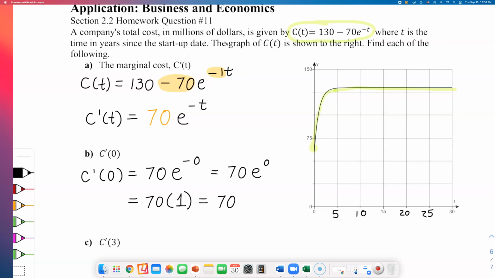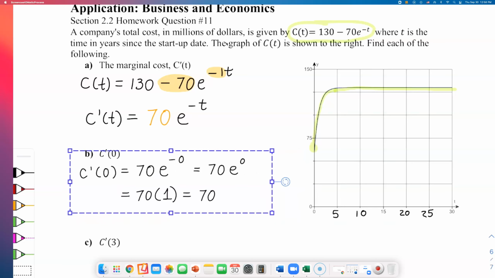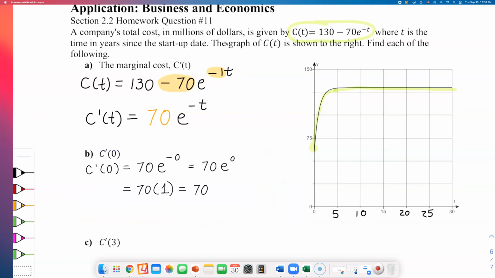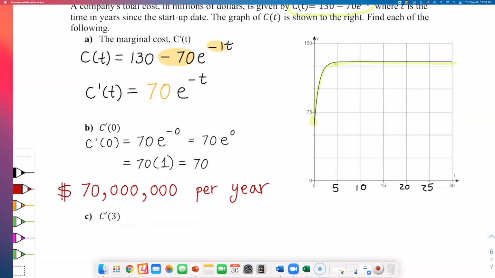Let me go ahead and write the answer in context of this problem. I'll say the answer is 70, and for million, we need 6 zeros. And that's positive, it's going up like crazy. The t was number of years, so that is the marginal cost at year 0. Now, how about at year 3? Year 3 is probably slowing down, so we're expecting to see something smaller than that.